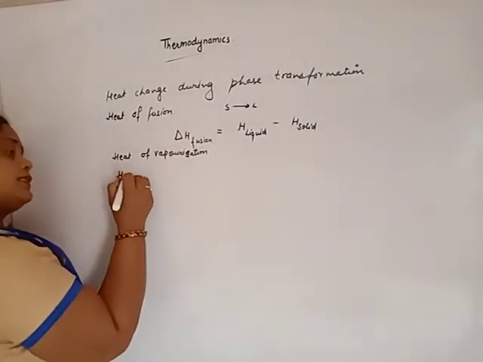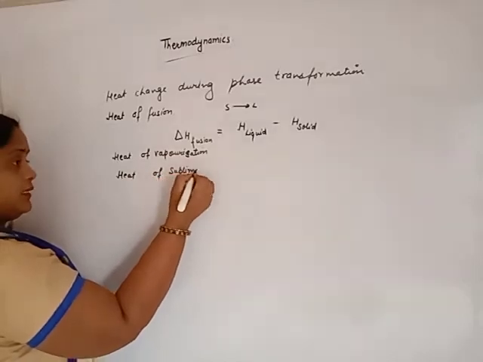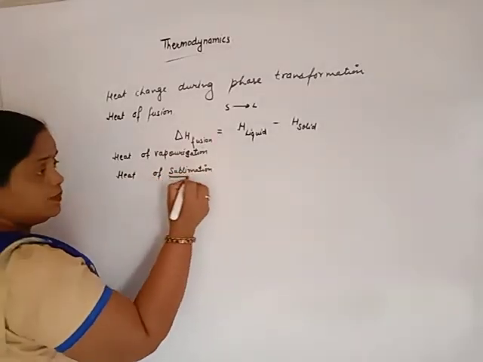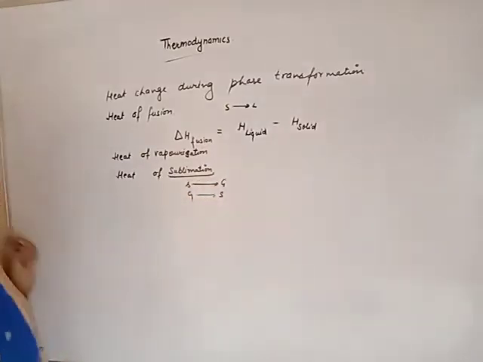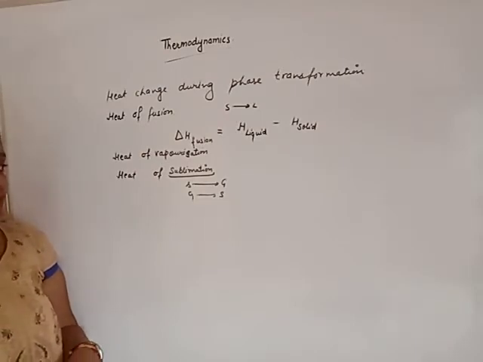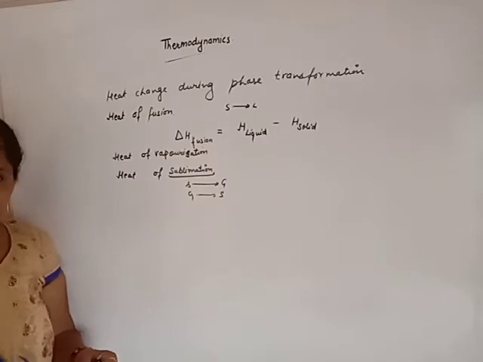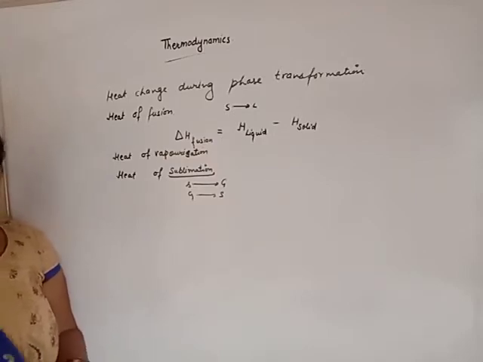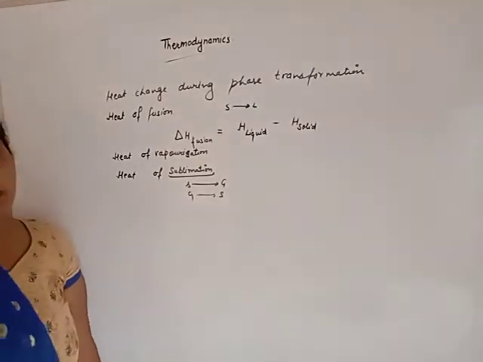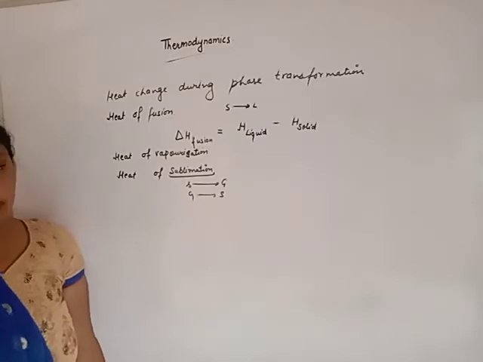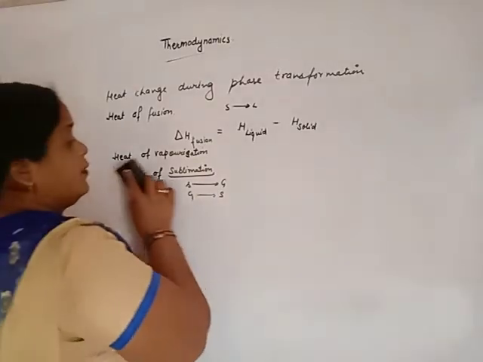Beta, heat of sublimation. Sublimation is the process which converts solid to gas or gas to solid without any liquid state. So heat of sublimation is the amount of heat or energy change when 1 mole of solid directly sublimates into gas or vice versa at its sublimation temperature. That is known as enthalpy of sublimation.